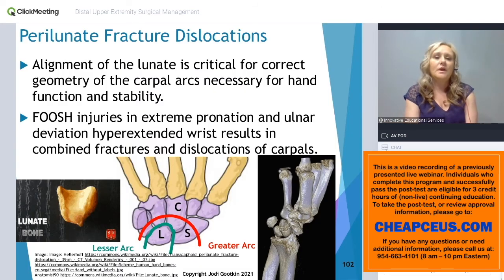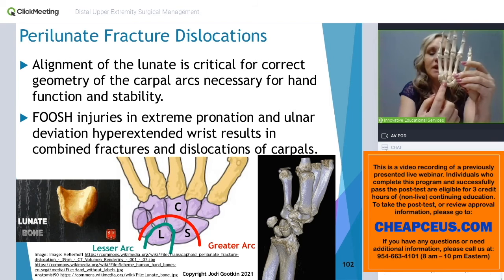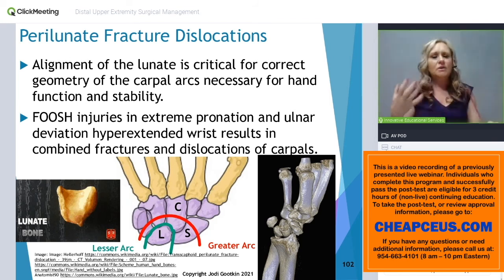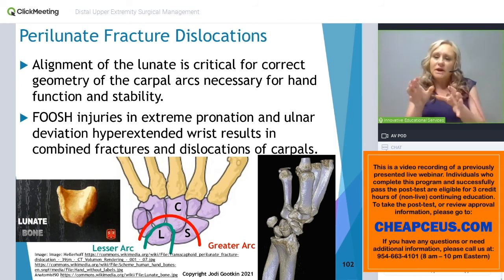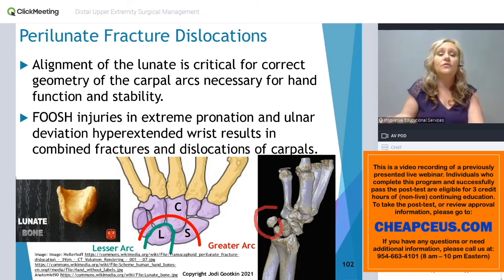Another carpal that we're going to look at is the lunate. The lunate is part of that articulation with the radius for our wrist joint, and it also plays a really critical role in the alignment and the stability of all the carpals in general. It is the only carpal bone that does not have a muscle attaching to it, so it relies on its positioning. One of the challenges with the lunate is that it is wider on the palmar surface than the dorsal, so it's prone to slipping out without much force, and then it could slip right into that carpal tunnel with a Fouche injury.